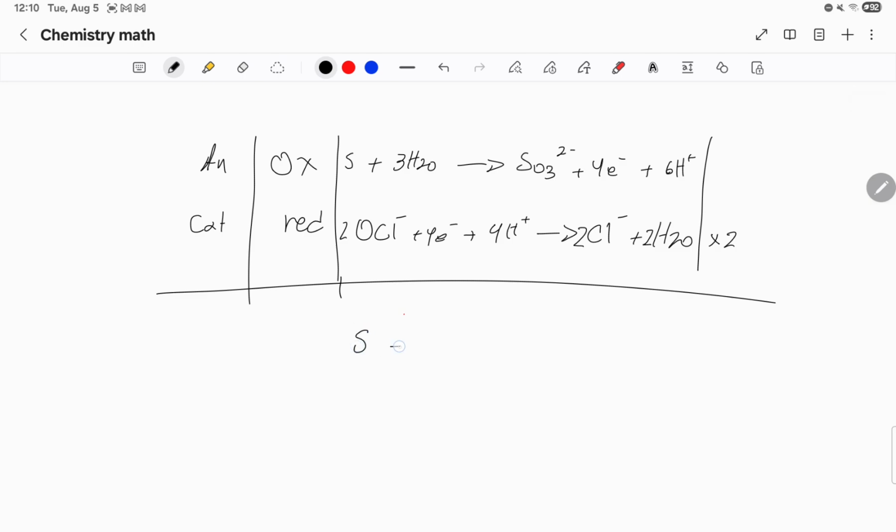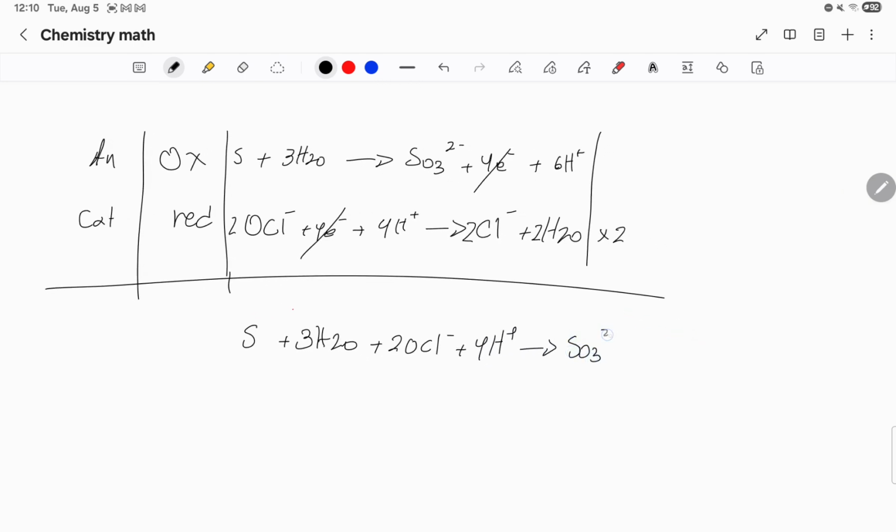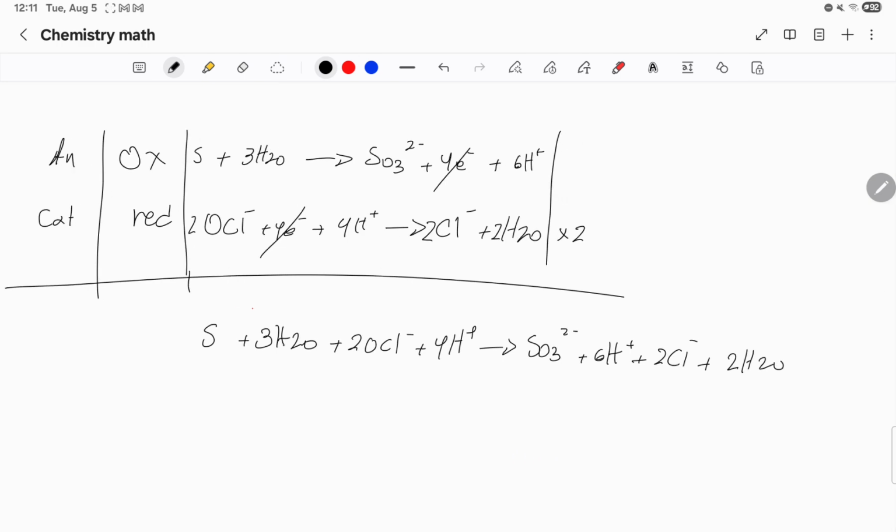I will have sulfur plus 3 waters plus 2 OCl minus. I will cancel out the electrons, and I will have 4 protons on this side. We will say this equals SO3 2 minus plus, again, 6 protons plus 2 Cl minus plus 2 waters. Okay? So, we're not done yet. We need to cancel waters. So this water goes, this water goes. I'm only left with 1 water now.